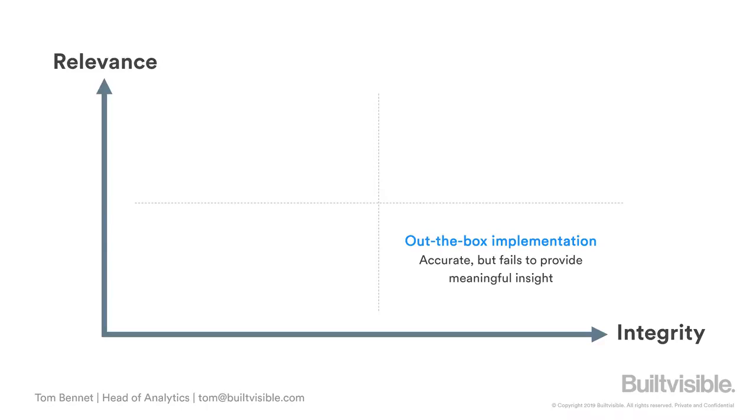So if you start with, for example, an out-the-box standard implementation of Google Analytics, modern tracking code and so on, you can be pretty confident that the data it's giving you is going to be accurate for the most part. That said, Google Analytics is the most widely used web analytics software in the world. It obviously takes a one-size-fits-all approach, and it's not going to be answering the specific questions that you have about the performance of your website. It's not relevant to you out the box, even if it has integrity.